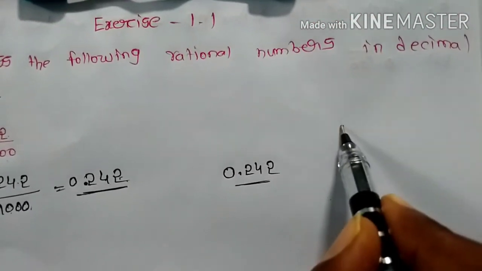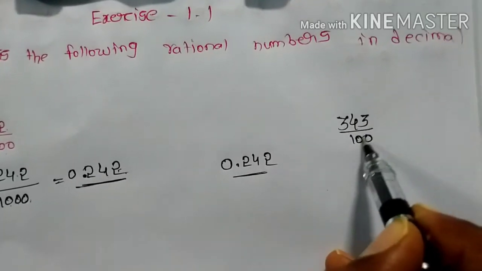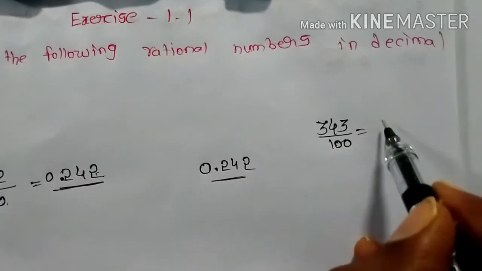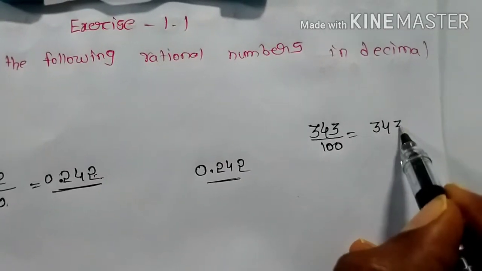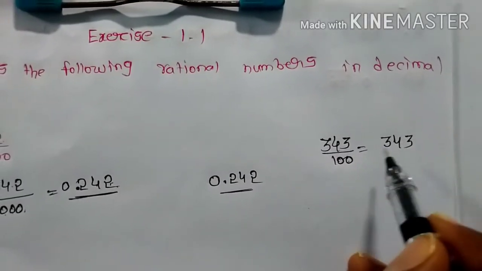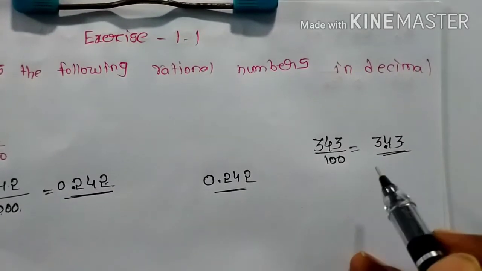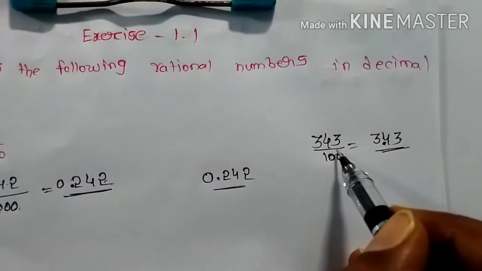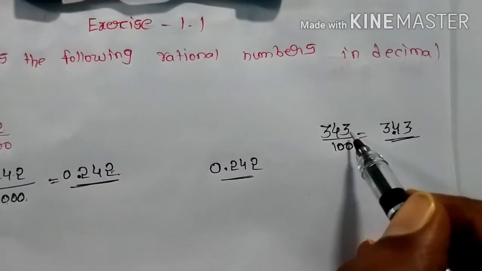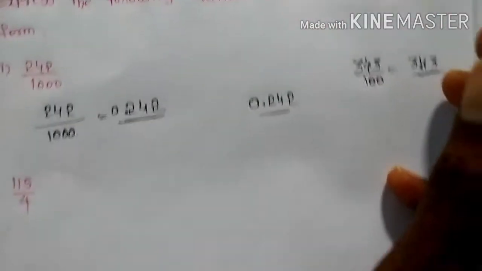For example, one more number is given. I am taking here 343 by 100. How can you write it? See, how many zeros? 2 zeros. That means first you write the numerator, then since there are 2 zeros, you keep the decimal point after 2 digits from the right side. 1, 2. It is very easy. If they are given in multiples of 10, you need not divide. Just count how many zeros, then keep the decimal point directly.